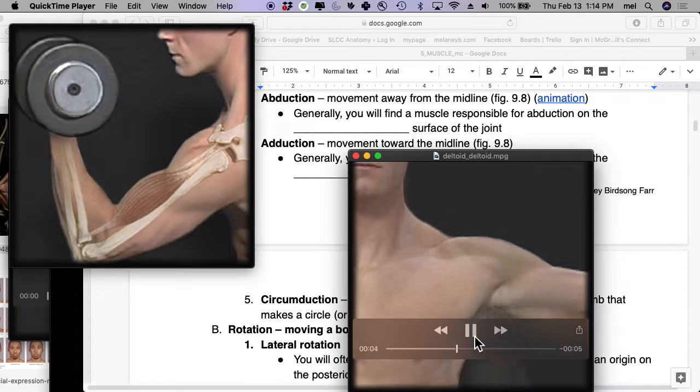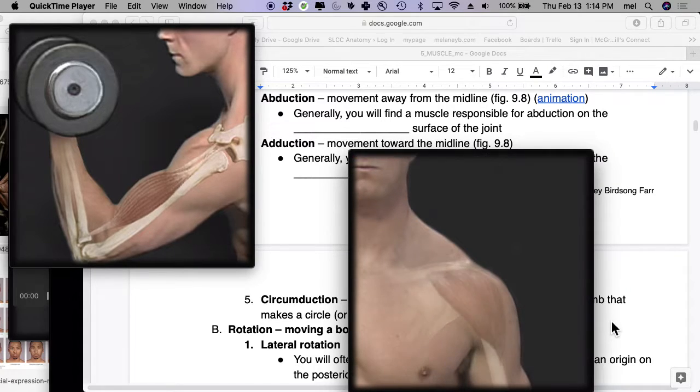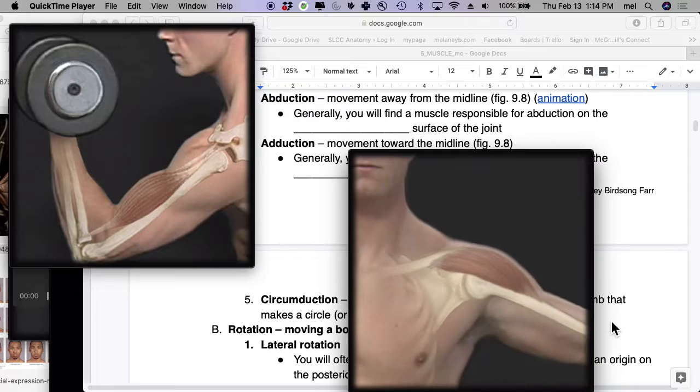So this is abduction of the arm at the shoulder. Where's the origin? Up here. And the insertion? Down here onto the humerus. Okay. So generally speaking, what do you think? When you find a muscle that is responsible for abduction, it's very likely to be on the blank surface of the joint. Lateral surface of the joint, yeah? That's where you're going to find the abductors, yes? That's how the mechanics works, okay?